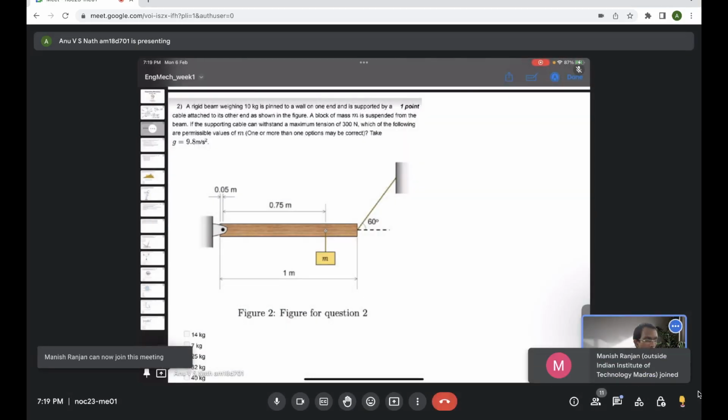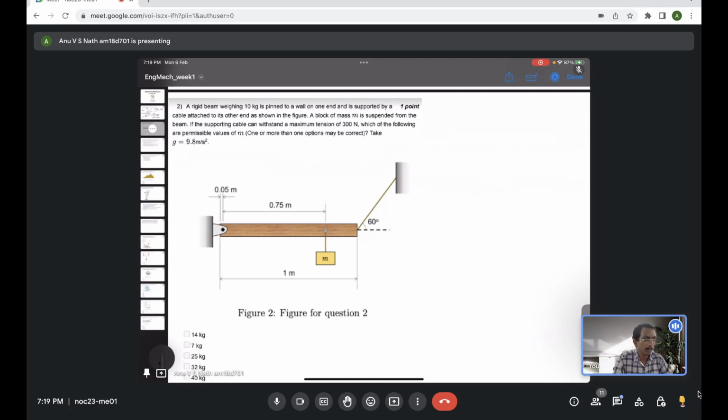So like earlier, I'll give some time for you to try it out. If anyone found some answer, you can put it in the chat box or unmute yourself and say it loud. It's basically a moment balance problem again, basically an equilibrium problem. I hope you all know how to solve equilibrium problems. So it's a 2D system.